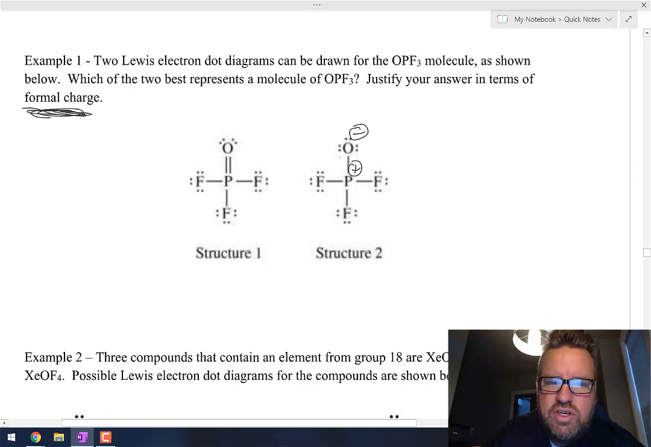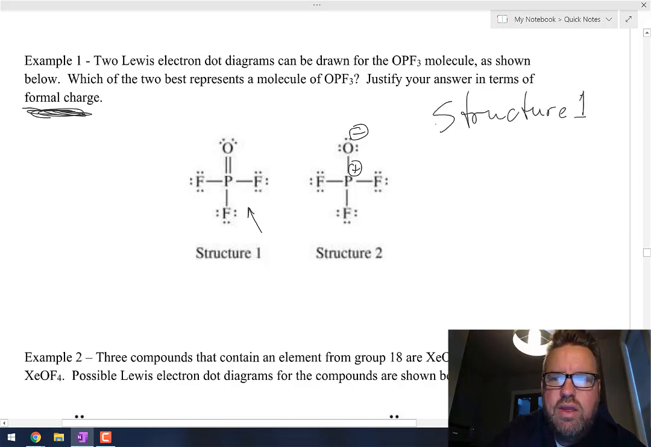All of the fluorines are 0. Okay? On this structure over here, there's nothing to draw because there are no formal charges. The phosphorus is 0, the oxygen's 0, and the fluorines are still all 0. Okay? So which of the two best represents a structure of OPF3? Absolutely structure 1. Okay? And how would you justify that?